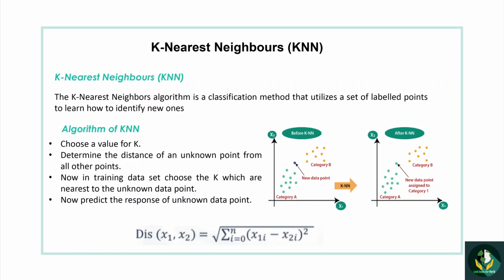Here is a formula to calculate the Euclidean distance. The Euclidean distance is the distance between 2 points. By calculating the Euclidean distance, we get the nearest neighbor.